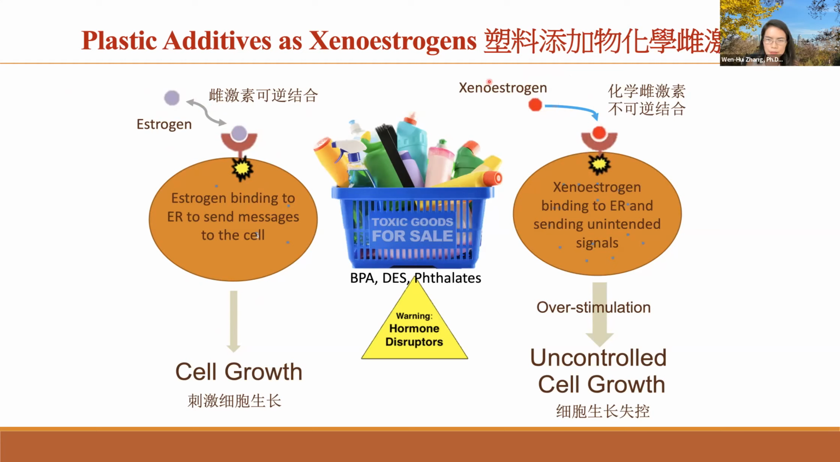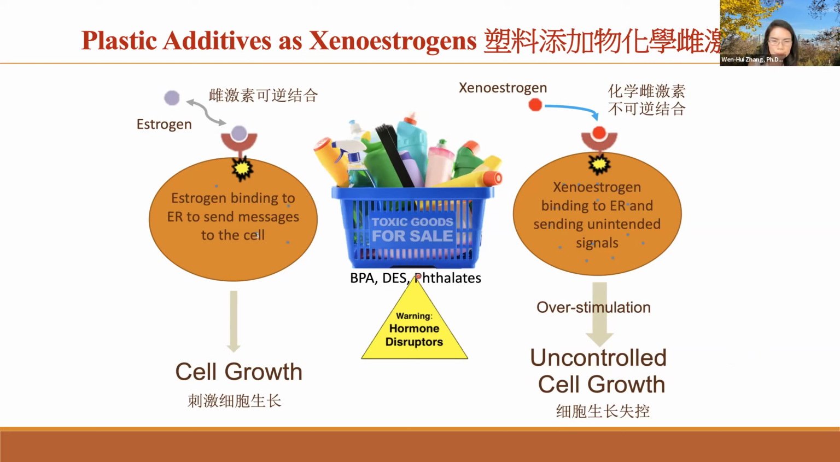So once xenoestrogen binds to the estrogen receptor, then it will stimulate signal transduction, but it's unintended signals that then lead to overstimulation of the cell, which leads to uncontrolled cell growth. And uncontrolled cell growth is the step that will lead to cancerous growth, the major risk.